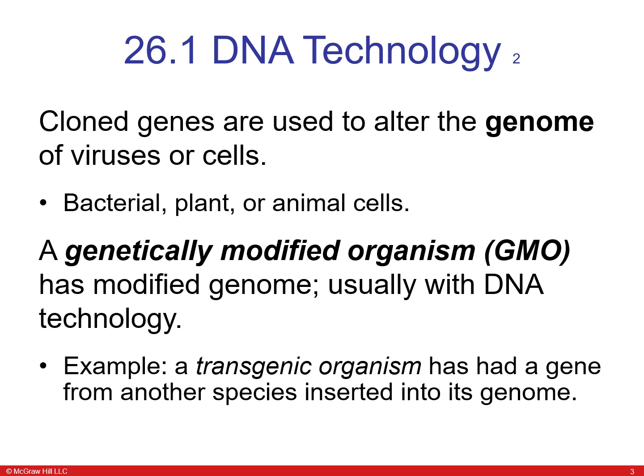So there are cloned genes that are used to alter the genome of viruses or cells. A GMO is a genetically modified organism that has a modified genome. An example of this is a transgenic organism, which has a gene from another species, foreign to it, inserted into its genome.